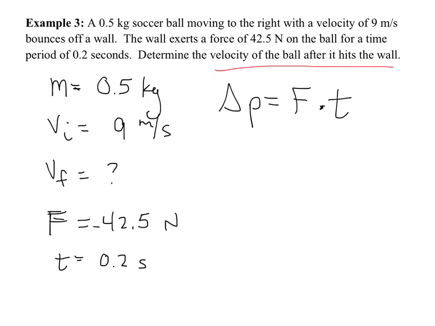What does delta P mean? Again, delta means change, so it's change in P, and P stands for momentum. Very good. Good memory. What is the formula for P? P equals? Yeah, mv. So if I want to change, it's final minus initial.